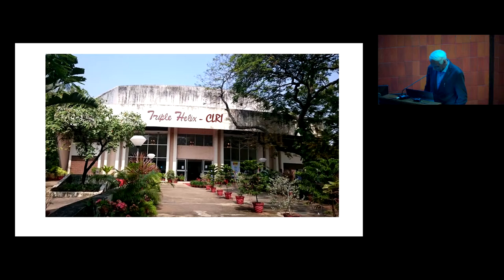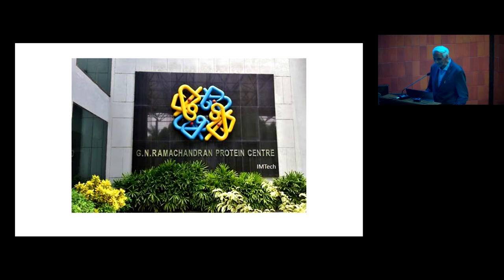Then I saw one more thing, and I had some arguments on this. ImTech created a facility on protein science. They wrote GNR Ramachandran Protein Center, and they gave the structure of hemoglobin. I said, this is the most stupid thing to do. Why didn't you give the structure of collagen? They said, no, they will think that we are working on... you're not working on collagen. But you can't try hemoglobin. Nobody works on hemoglobin anyway. So these are very peculiar things.